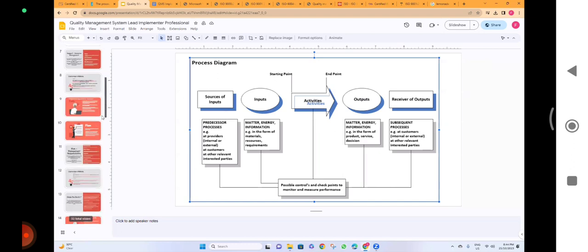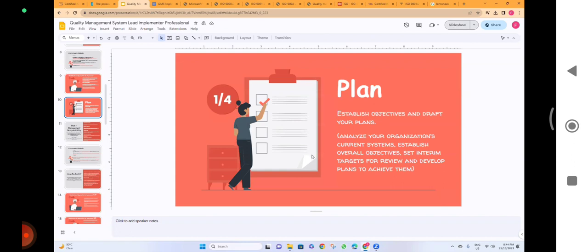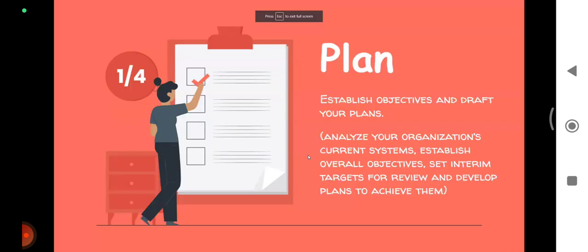So how do you do everything here? You start off with planning. When you are planning, you want to analyze your organization's current systems. You want to look at, okay, what exactly are we doing at this point? You want to look at your product or service realization process so that you can establish overall objectives. Overall objectives, what are they? You want to have, let's say, 0 customer complaints, 100% customer satisfaction, a 5-star rating, or so on. So here you are going to set targets for review and develop plans to achieve them.